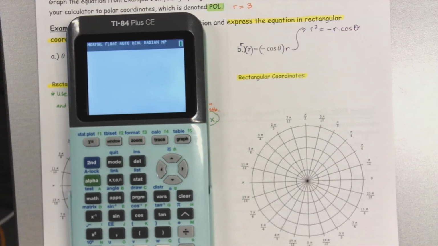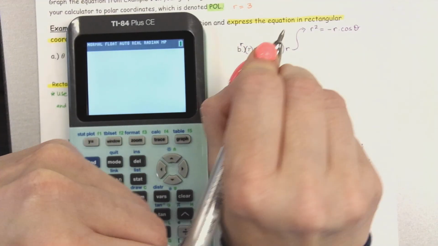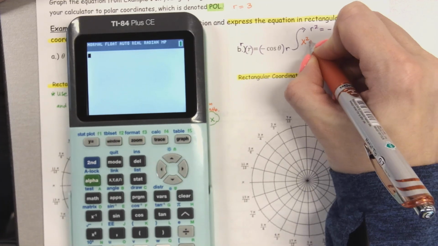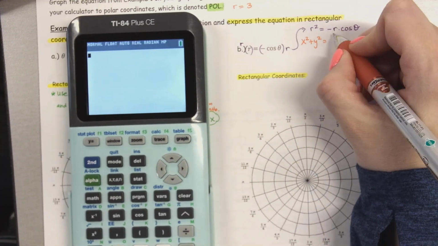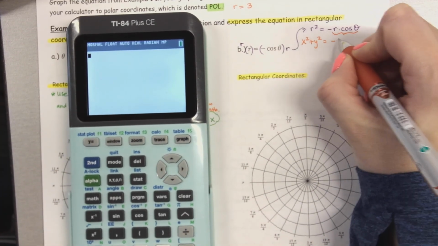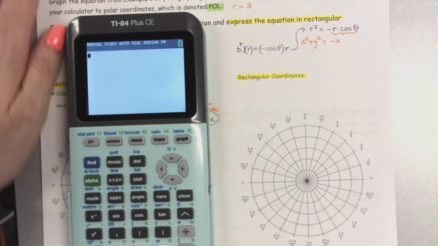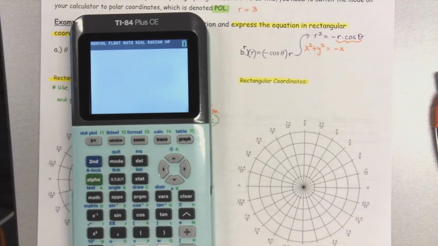Okay, so just like we did earlier today, for r squared, you're going to plug in x squared plus y squared. We know that r times the cosine is negative x. Okay, so you're going to get everything to one side, and you're going to complete the square. Okay, so why don't you do that, and then you can graph that.